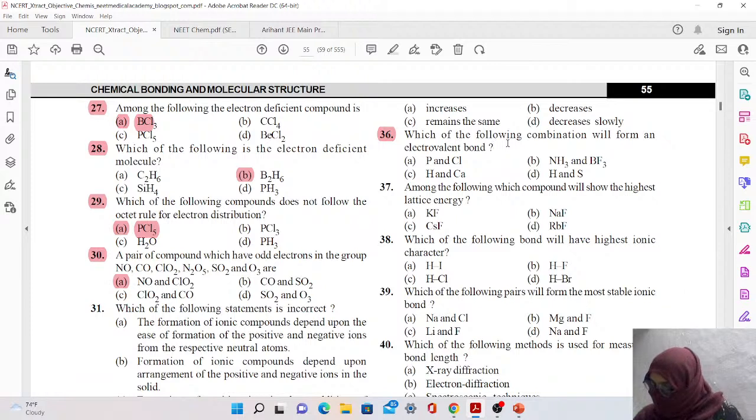Electrovalent bond is nothing but ionic bond. So they are asking which of the following compounds form an electrovalent bond when mixed. Let's do one thing. We'll go in reverse order, like D, C, B, A.